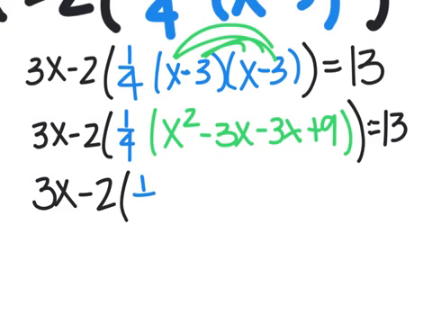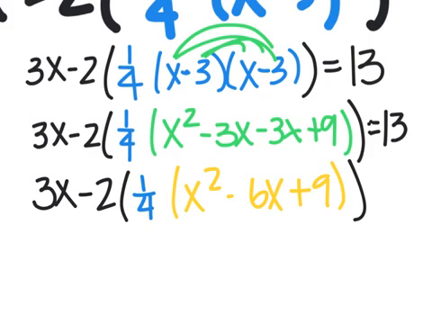So I'm going to combine my like terms. So I end up with x squared minus 6x plus 9. And the reason I get that is because I took my negative 3x and my negative 3x and put them together and got a negative 6x. And this problem still equals 13.